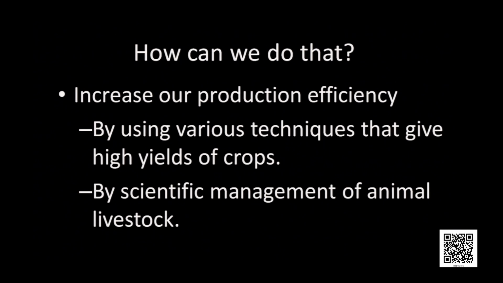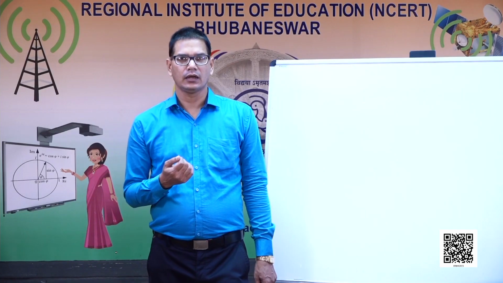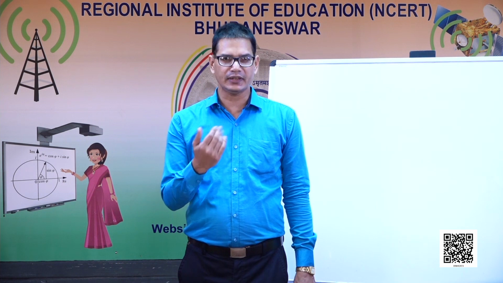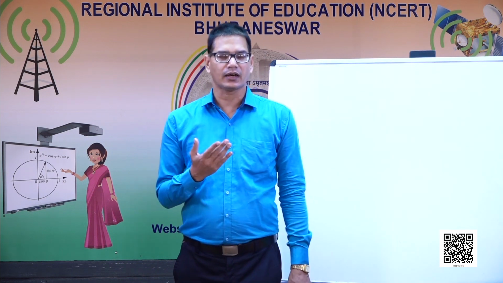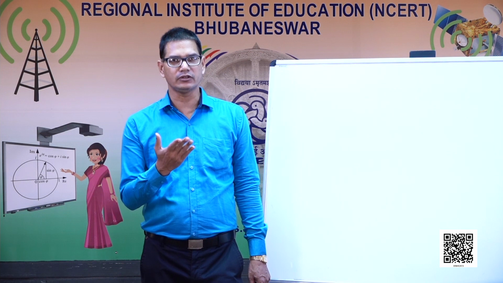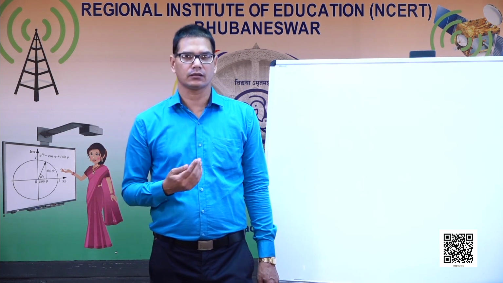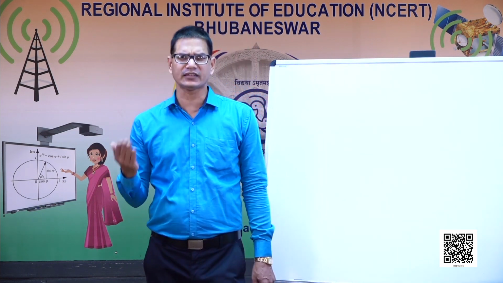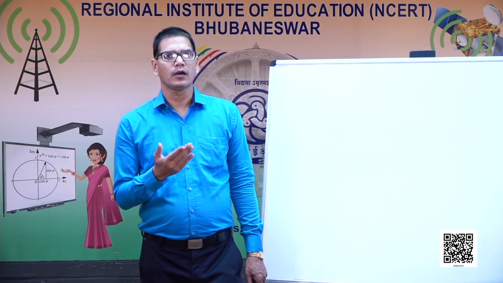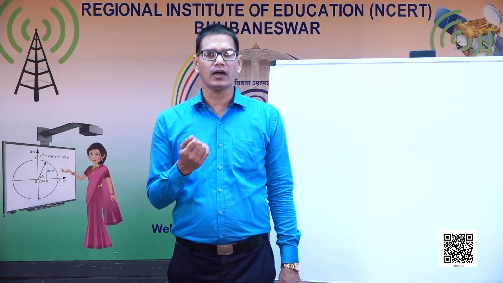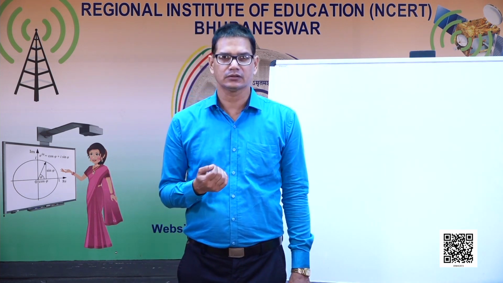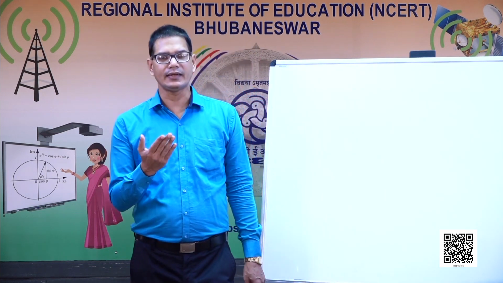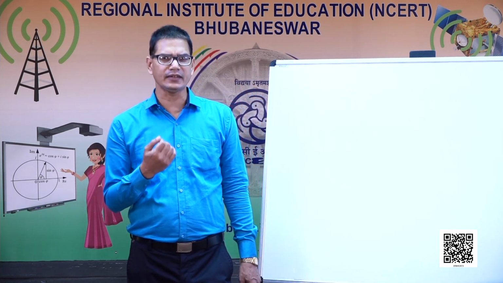We can do that by increasing our production efficiency. This can be done by using various techniques that give high yields of crops. About these techniques, you have already read in class 8. For example, using harvester, cultivator, modern fertilizers, and modern methods of irrigation. Second, by scientific management of animal livestock. That means feeding, rearing, and protection from disease.